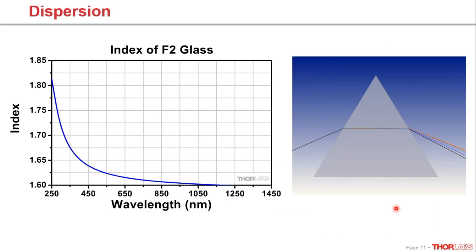Since index changes with wavelength, it becomes apparent that Snell's law would lead to different angles of refraction for different wavelengths. This leads to separation of white light into its components. This separation is known as dispersion. Alternatively, due to the reciprocal nature of most optics, this principle can also be used to recombine wavelengths into white light.